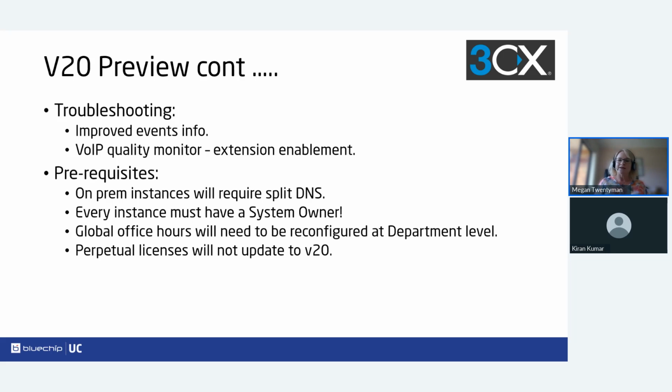At update 6, the system owner was introduced into version 18. Every instance must have a system owner to be able to upgrade to version 20. And believe it or not, there are still some without system owners, so that's just going to be enforced. Global office hours that are set at SIP trunk in version 18 will need to be reconfigured at the department level in version 20. So that's a prereq there. And perpetual licenses will not update to version 20. And as we know, they're converting perpetual licenses to subscription ahead of their renewal timeframes.